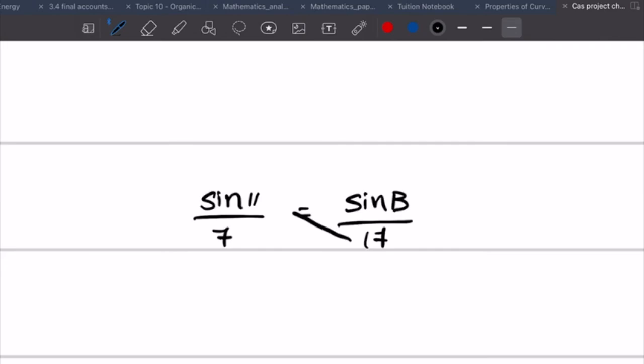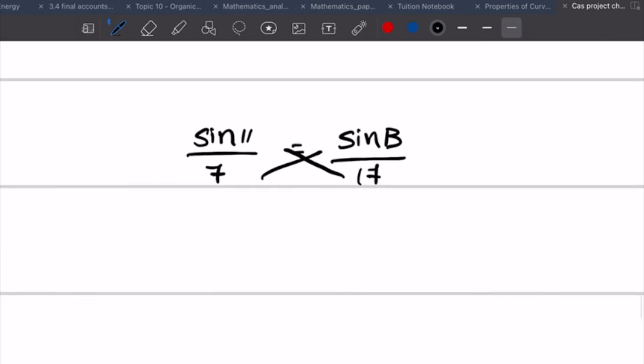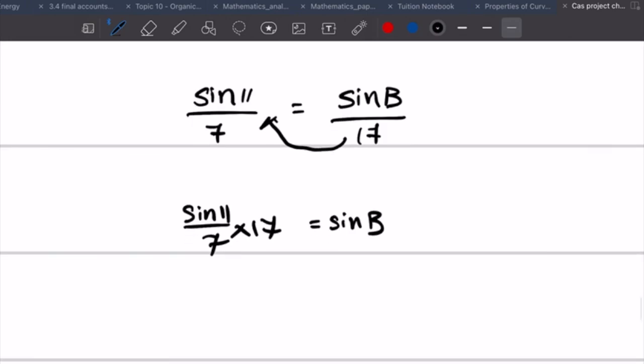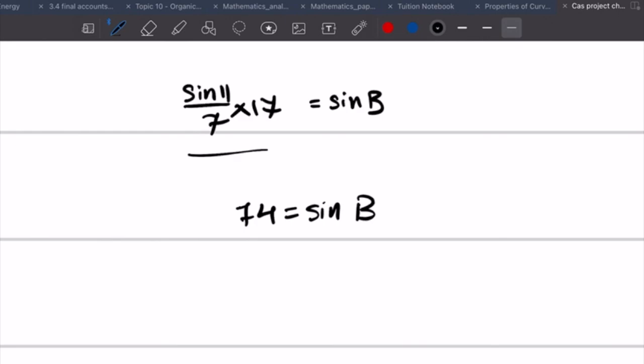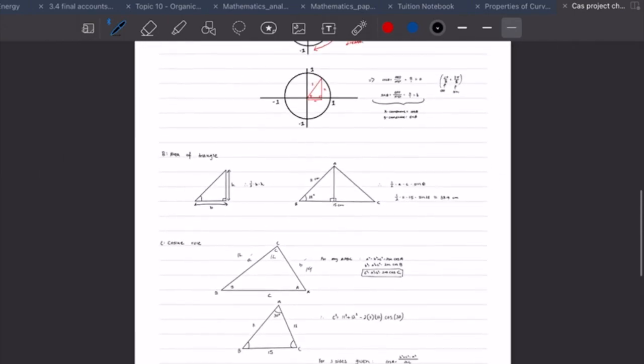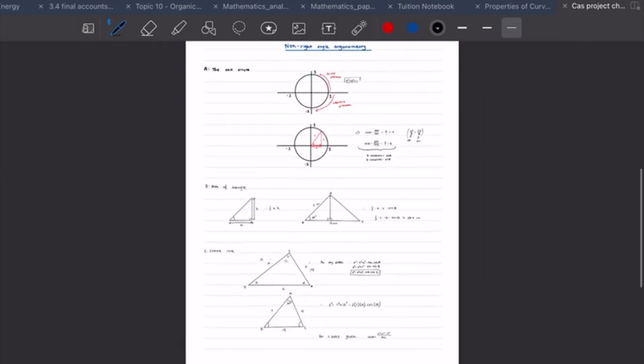And what you want to do is bring the 17 to this side, or times 17. So the 17 would cancel out. So your final thing would be sine 11 over 7 times 17, which would give you sine of B. Let's just say that this equals 74, equals sine B. Let's just say it's not an actual value. And then B, we're trying to find B, would be sine inverse of 74.